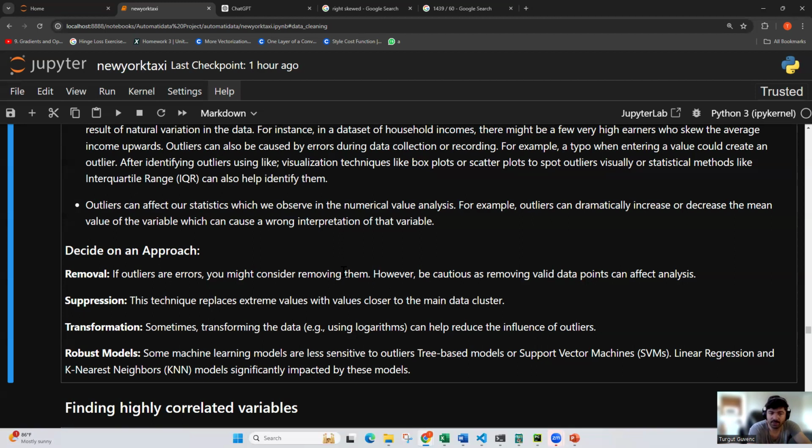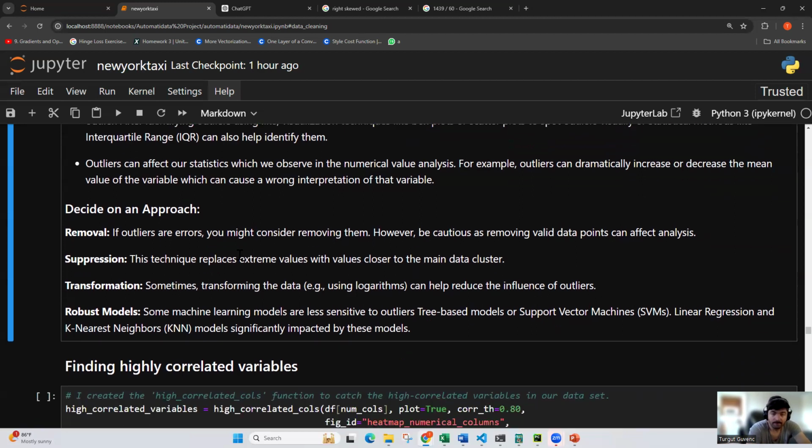And then deciding on an approach. I gave it here: removal. As I said, if it's an error, you can remove it. However, be cautious, as removing valid data points can affect your analysis, right? Suppression: this technique replaces the extreme values with closer values in the main data cluster. What we can do, for example, is use the interquantile upper and lower limit, right?